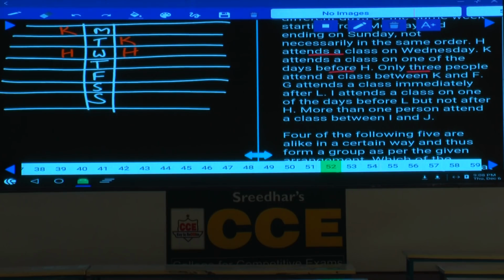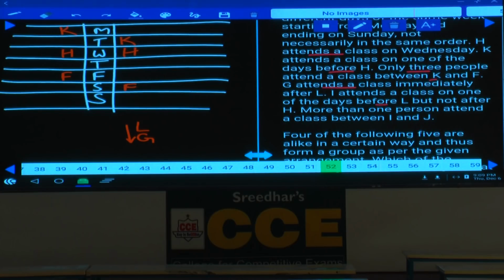And simultaneously, only 3 people attend between K and F. Between K and F, there must be exactly 3, F will be here. G attends a class immediately after L. Now G is immediately after L. I attends a class on one of the days before L. I is on one of the days before L.